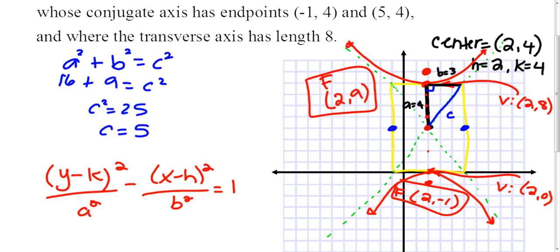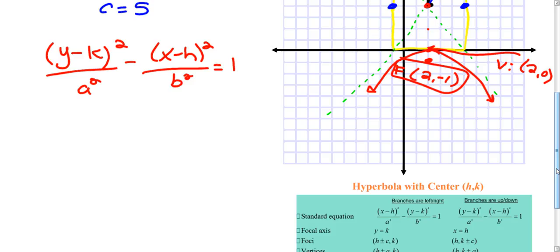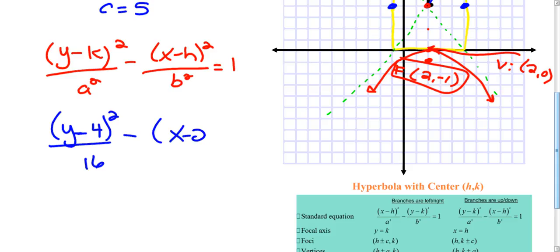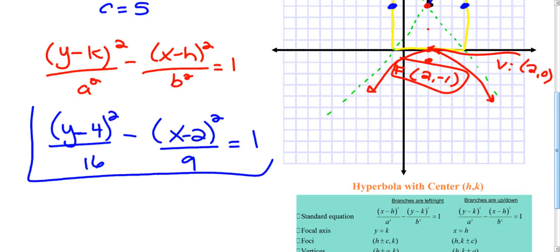I already know what h and k are. I already know what a and b are. So I'm just going to plug in everything I know, and I will go from there. So this becomes y minus k, which we know is 4, over a squared. A is 4, so a squared is 16, minus x minus h, which we know is 2, squared over 9, because that's b squared, equals 1. So that should be that problem.